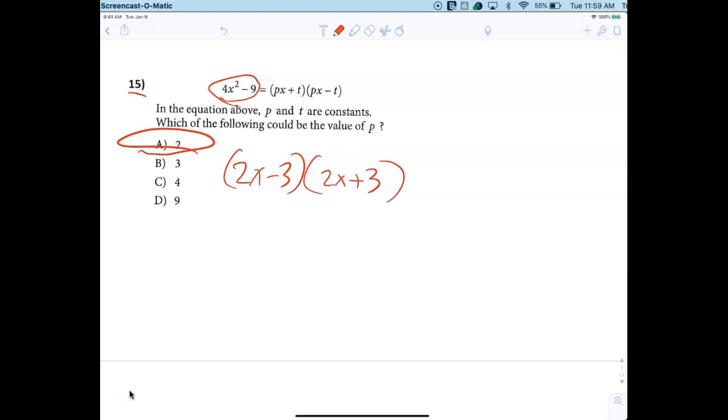Why does it have to be? Well, because they're asking for what's P. What is P? You with me? P is the number in front of X. Okay. The number in front of X. You with me now, right?